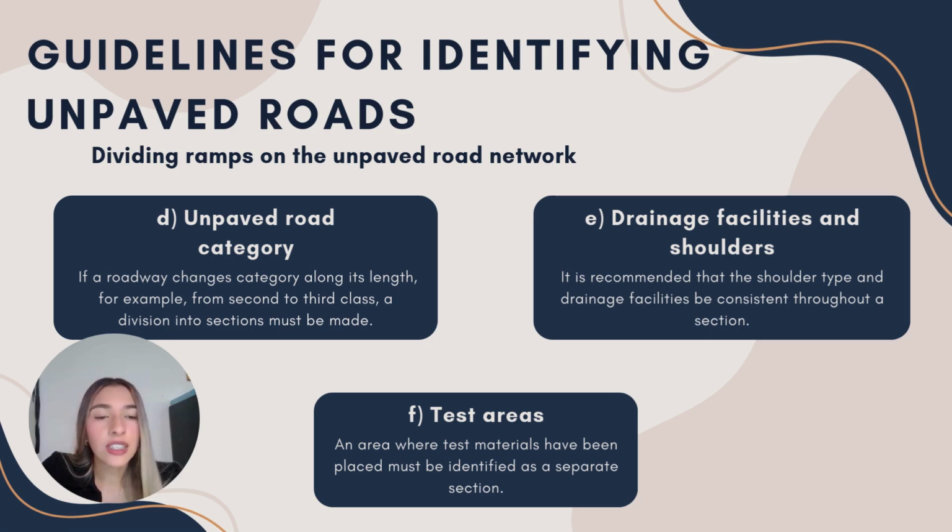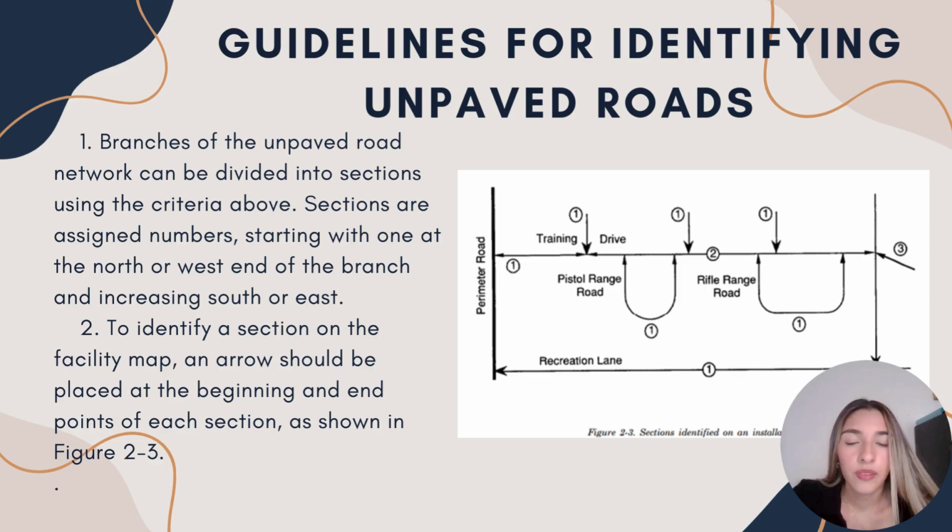E. Drainage facilities and shoulders. It is recommended that the shoulder types and drainage facilities be consistent through a section. F. Test areas. An area where test materials have been placed must be identified as a separate section. Branches of the pavement road network can be divided into sections using the criteria above.